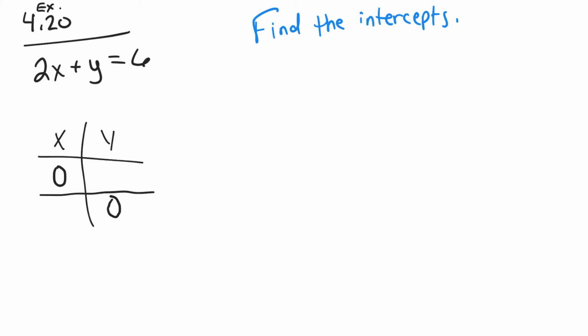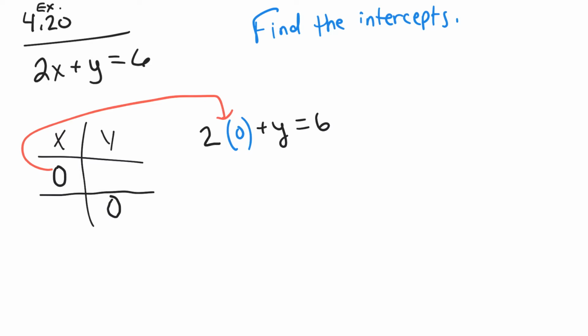So if I plug into 2x plus y equals 6, if I take this 0 and plug it in for x, and I solve for y, well, that isn't too hard because 2 times 0 is 0, so that means y equals 6. That's all that's left. Then there's my y-intercept, 0, 6.